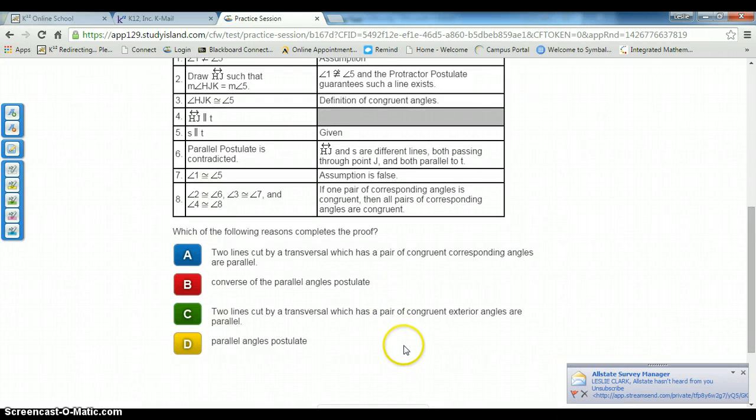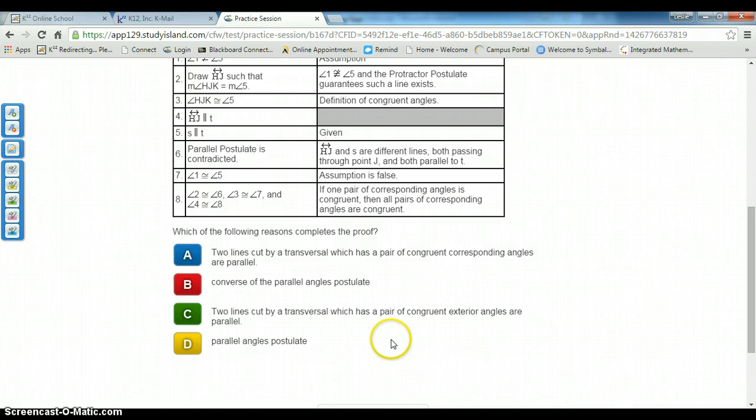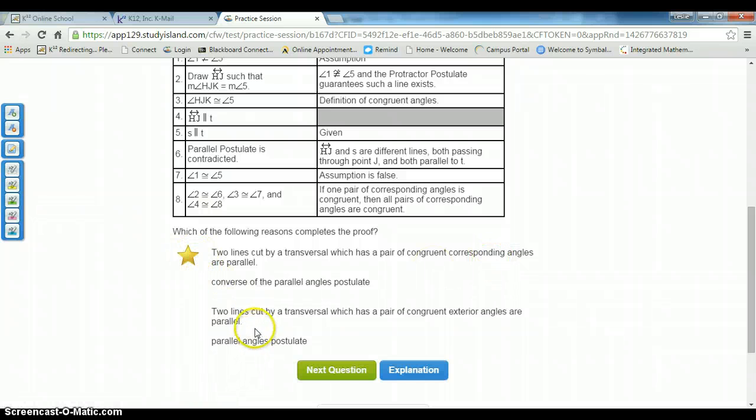Converse, because we're proving that it's parallel. Whenever you're proving something's parallel, that's the converse of it. Two lines cut by a transversal, a pair of congruent corresponding angles are parallel. Because that's what we did. We did two lines cut by a transversal as a pair of congruent corresponding angles are parallel. That's what we just put here.